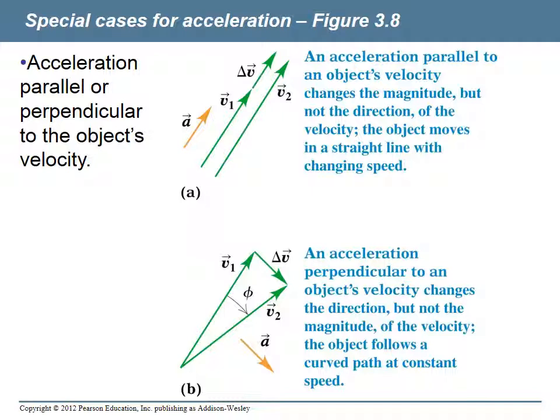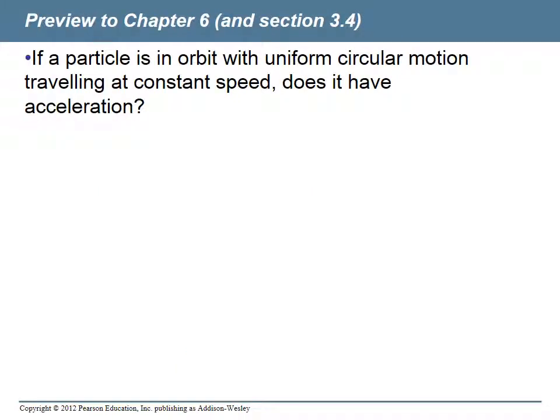This is very important for understanding uniform circular motion, which we'll see later in this chapter, and then we'll get into more in-depth uniform circular motion as we get into chapter 6, 9, 10, etc. So we need to understand that this perpendicular acceleration causes a change in direction, but not a change in magnitude. Like I just said, we'll be seeing a lot more of this in chapter 6.